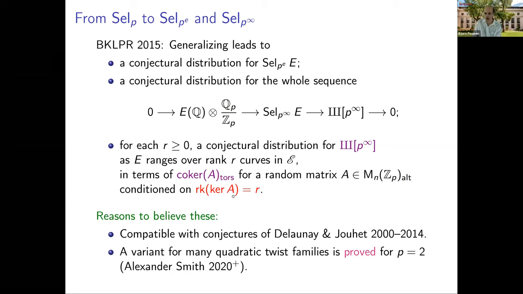But now you can sort of turn things around. Suppose you don't want to condition on the rank. You don't want to fix attention to rank r elliptic curves. Suppose instead you want to look at all elliptic curves and figure out what the distribution of the rank is. So you can turn around and say, maybe you're supposed to just choose A at random and see what kinds of ranks of these kernels come out. And maybe that should be the distribution of the ranks. That would be the simplest possible explanation for why the rank shows up this way in these conjectures.